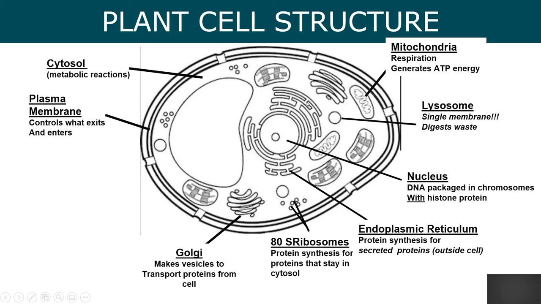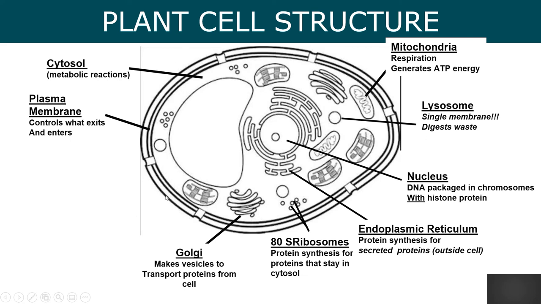They too have a rough endoplasmic reticulum, and they also have those 80S ribosomes, which generate the proteins that stay inside the cell, versus the endoplasmic reticulum with its rough ribosomes that generate proteins destined for either the membrane or secretion. So once the proteins are made by the rough ER, they get passed to the Golgi apparatus, which then makes those vesicles to transport the proteins either to the membrane or out of the cell completely.